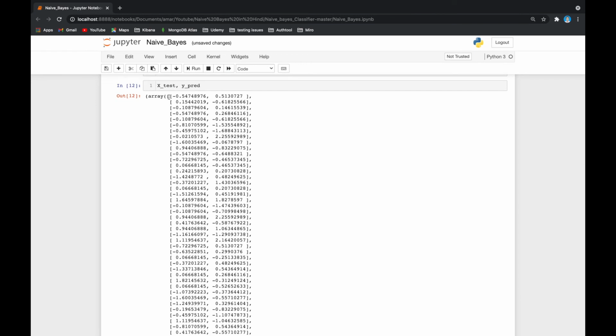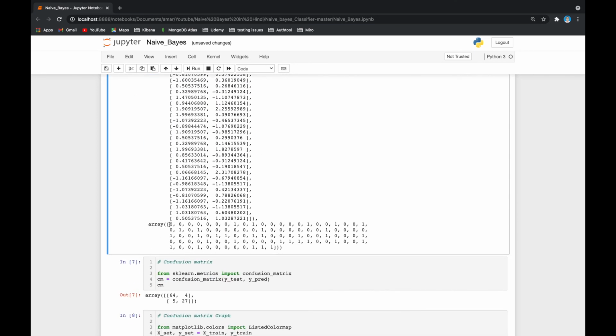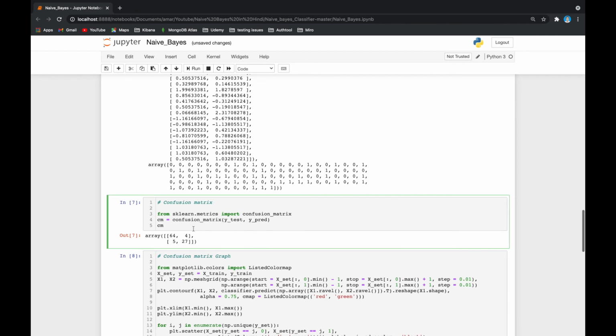This is my x_test value, and this x_test has resulted in my prediction. Now let us see how we can evaluate our model using a confusion matrix. We have 64 true positives, 27 true negatives, and then this 4 and 5 are for false positive and false negative values. So these 4 and 5 are errors.